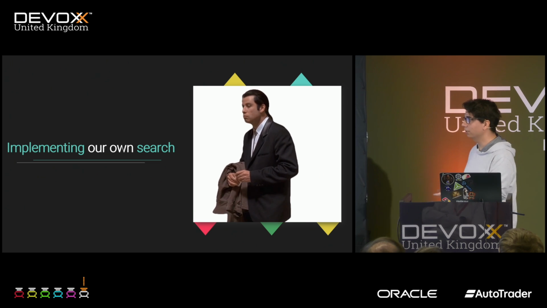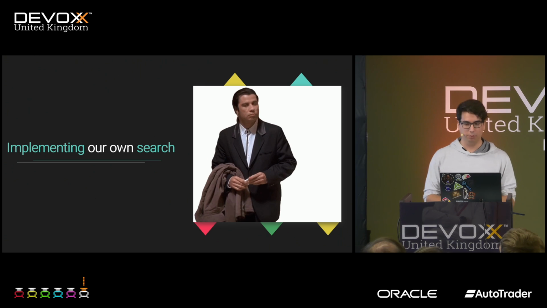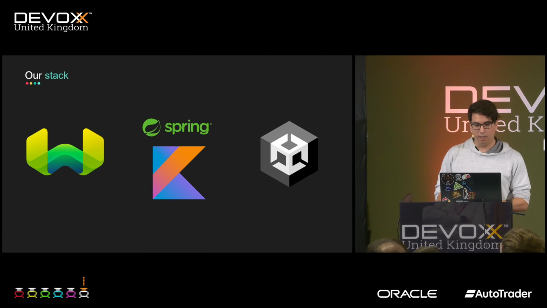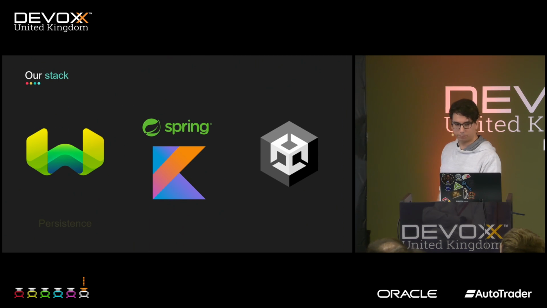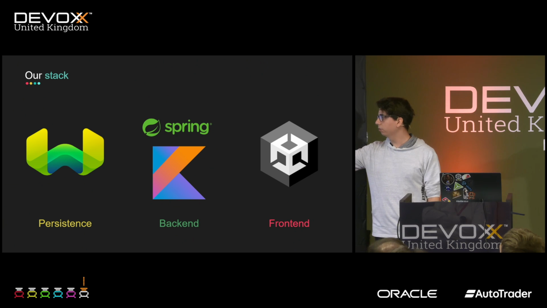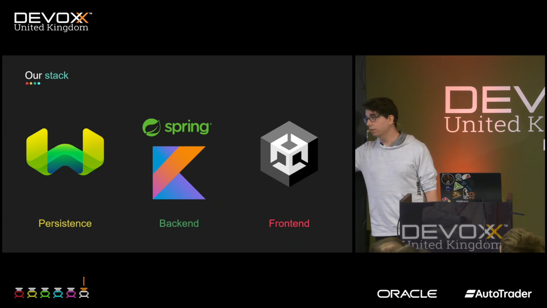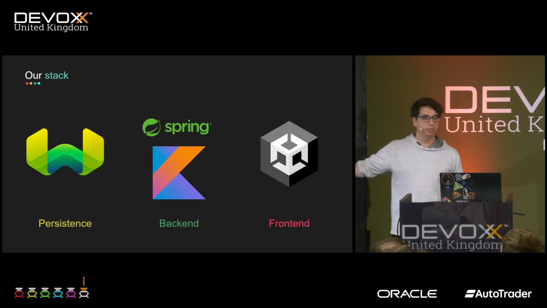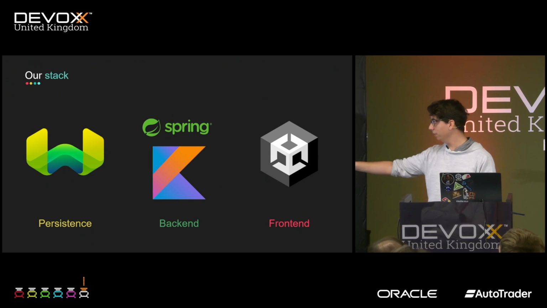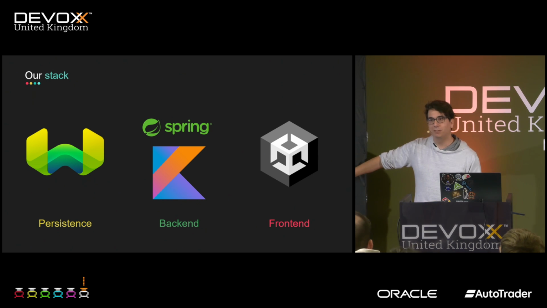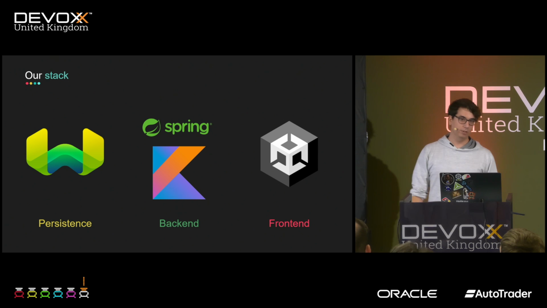All right, so let's start implementing our own search, see what we can do with vector databases. For our stack, this is what we'll be using. I chose Weaviate for the persistence layer. Our backend will be a Kotlin Spring Boot application. Kotlin, why Kotlin? Well, Kotlin is the best language on the JVM, change my mind. And we'll be using a Unity frontend.